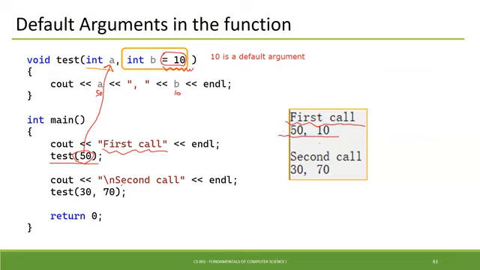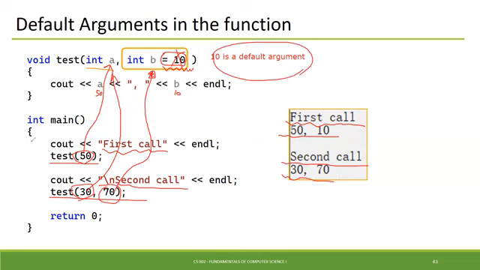And then the second call prints out, and this time I provide 2 arguments. So 30 will be A, and there is a second argument. In this case, 10 will be ignored. Instead, 70 is the value for B. Is it okay? So 30, 70 will be printed out. Yes, this is a default argument.